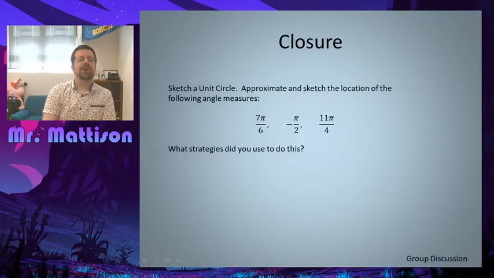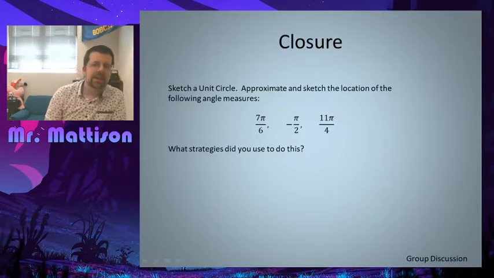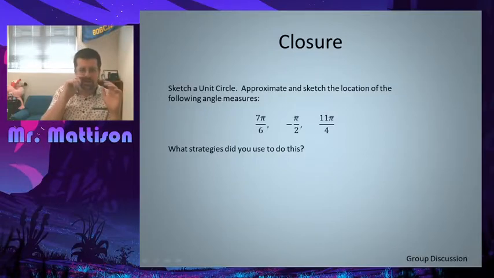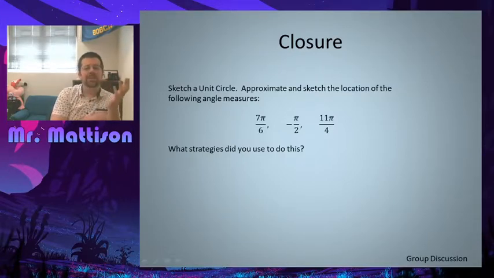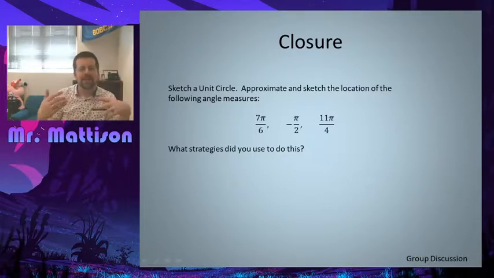All right, and then for our closure, just in your head sketch a circle and an angle that is this many radians. So think about it in terms of estimating, right? So 7 pi over 6, well, one full pi is a half circle, so it's then a sixth more than that. So it's a half circle and a bit more, right? That's what we want as far as estimating it goes.